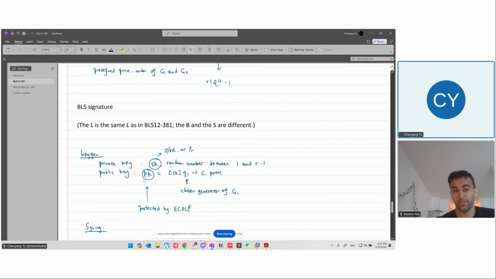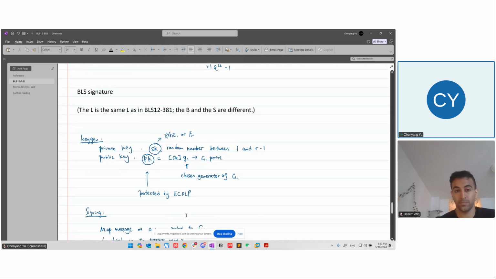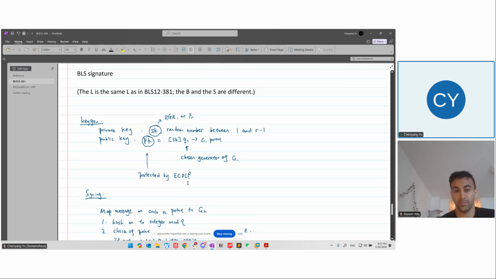Public key is pretty safe. We can publish it over the internet. The internet is an example of a dangerous, untrusted channel. Okay, so we can publish it publicly. Why? Because it is protected by ECDLP. We talked about this last time.